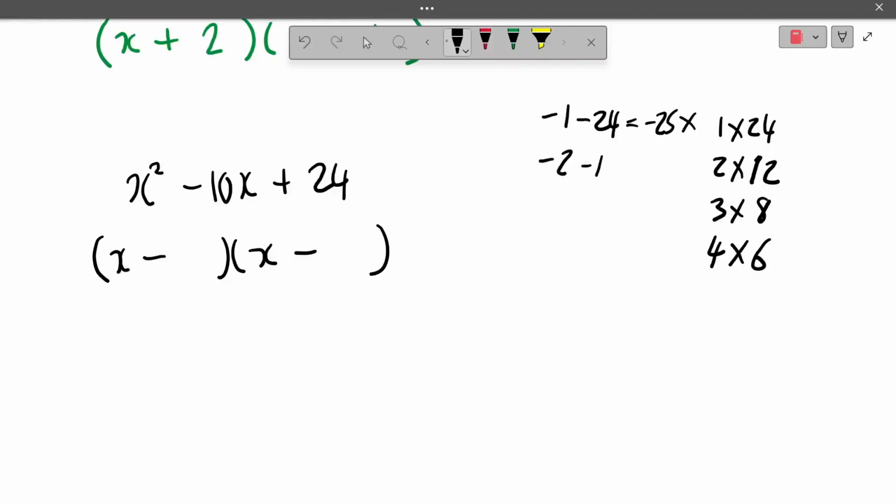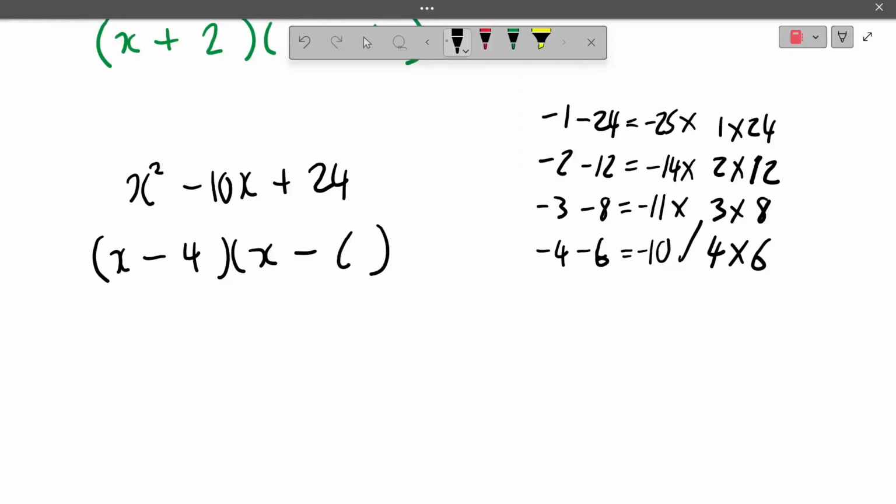Minus 2 minus 12 equals minus 14. Well, that doesn't work either. Minus 3 minus 8 is minus 11. Well, that doesn't work either. So I'm going to get minus 10. And funnily enough, it's the final one. Ooh, actually, minus 6 and minus 4, minus 6 is minus 10. Hooray! So that's the minus 4 and the minus 6.